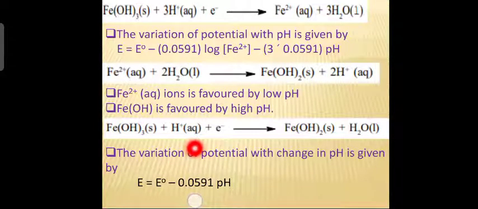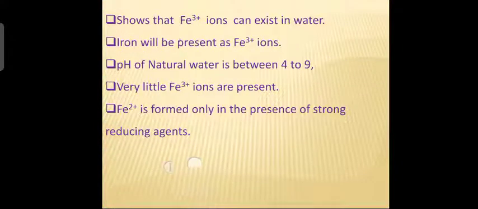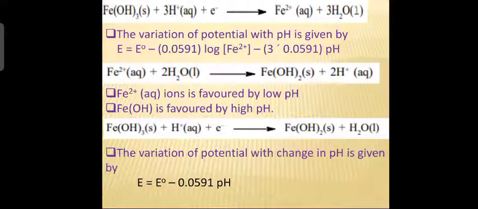Okay. The dotted line indicates the stability of water. If the potential and the pH of the species fall within the area PQRS, the species will be stable towards oxidation or reduction by water. Alright. So, the Pourbaix diagram shows that ferric ions can exist in water.